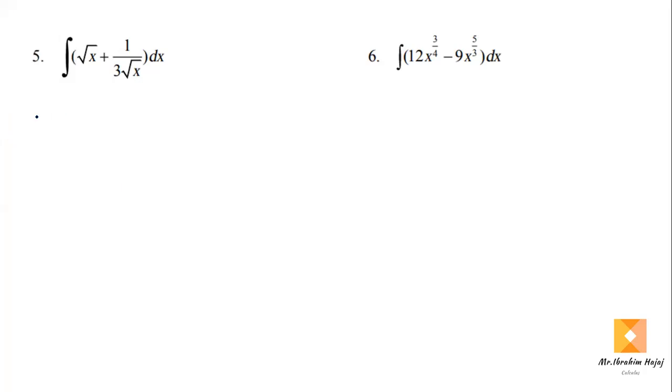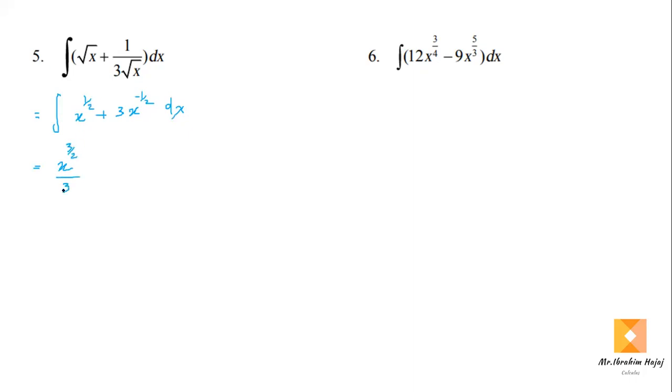How to integrate the radical x plus 1 over 3 radical x dx. Let's solve. Should we make it x to the power half? Yes. Integral of radical x can be written as x to the power of 1/2 plus 3 times x to the power minus half. Right. Then integrate. And the integral of x to the power of half becomes 3 over 2. Add 1 and divide.